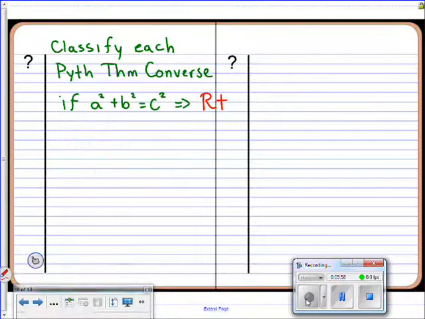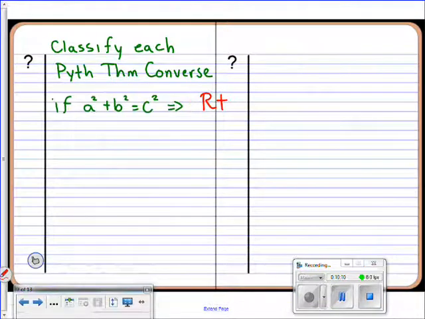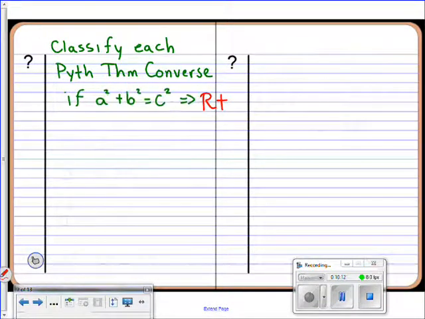All right, so let's be able to classify triangles by the Pythagorean theorem converse. If you know that when you plug in the sides, a squared plus b squared equals c squared, then you know it's just a right triangle. Now, we don't know if it's obtuse or acute if it doesn't equal c squared, okay?